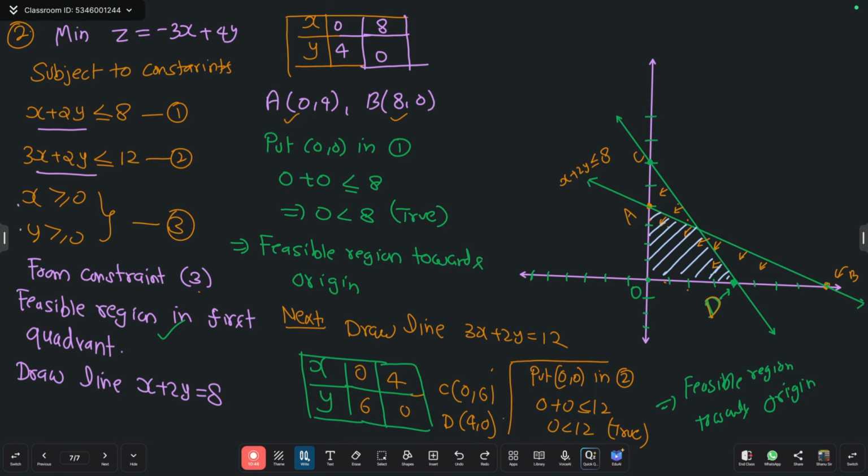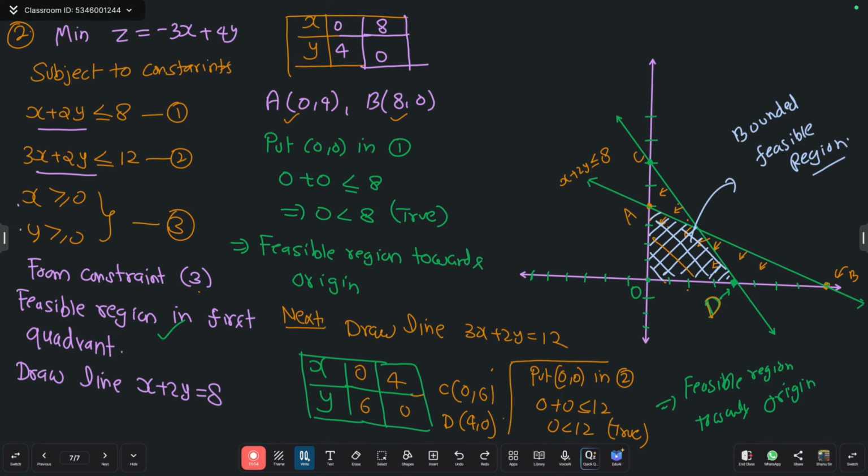Now tell me if not understood. Isn't it this feasible region? This is your feasible region. And it is bounded. So it is a bounded feasible region. If it is a bounded feasible region, then now see how many corner points or vertices you have in this feasible region.